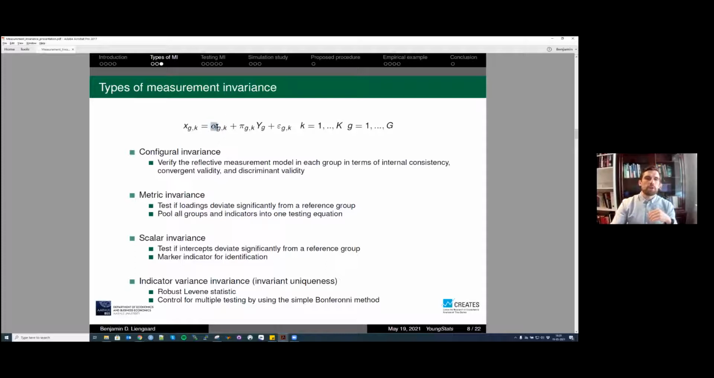If we can ensure that we have the same intercepts between groups, we are able to compare latent variable means between the groups. If we have the same loadings between the groups, we can compare path coefficients between groups. Normally, these tests are conducted in the order they stand here: configural invariance first, then metric invariance, then scalar invariance, and then we can also test for indicator variance invariance.